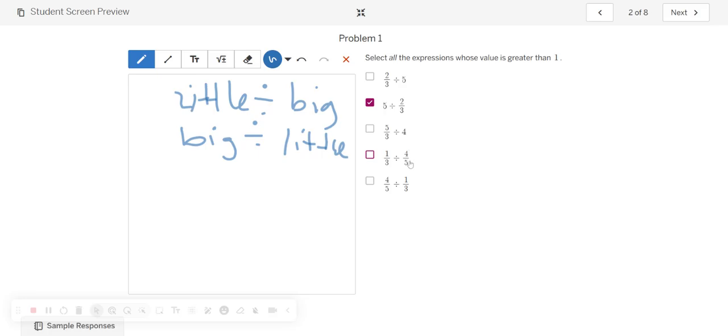1/3 divided by 4/5. 1/3 is smaller than 4/5. But 4/5 is bigger than 1/3. And so we go like that.